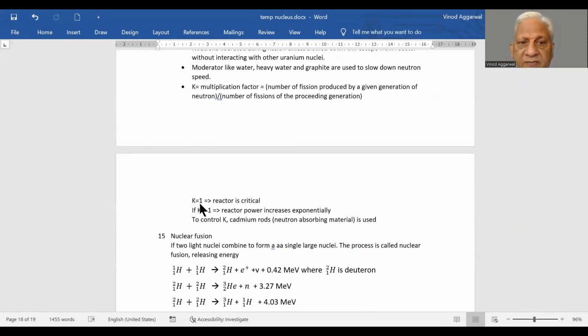If this multiplication factor is 1, the nuclear reactor is critical. If it is greater than 1, meaning it is multiplying very fast, and the reactor power will increase almost exponentially. And if you don't control it, you may go into a runaway reaction. And to control it, what we have to do is moderate with cadmium rods as an absorbent.